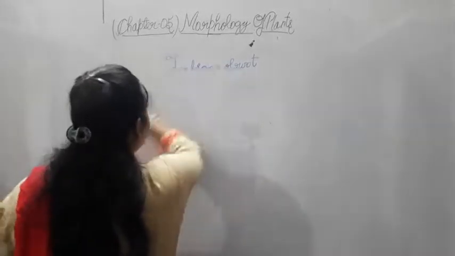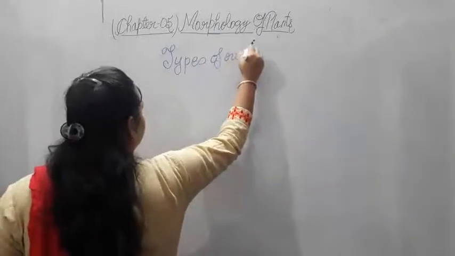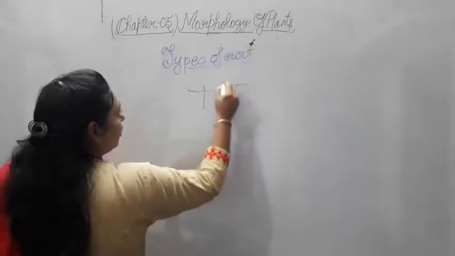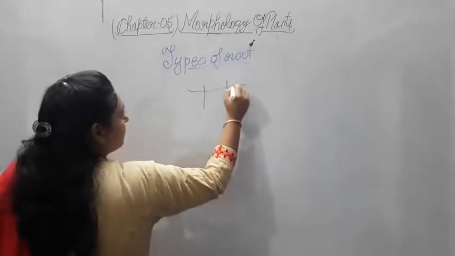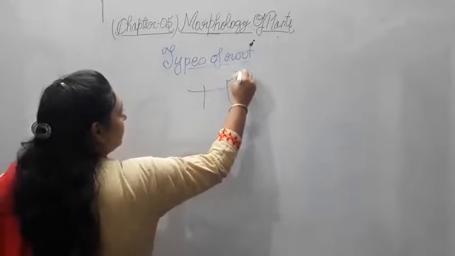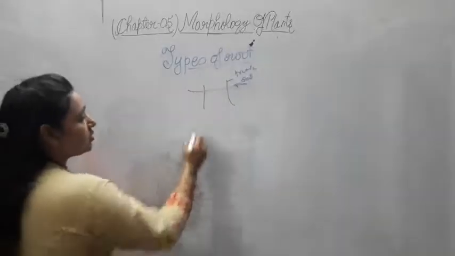So let us see types of root. Okay, so just now we have seen one structure of root, that this is soil and this is trunk of the tree, and this part is under the soil. Now this is going to start to develop the roots.